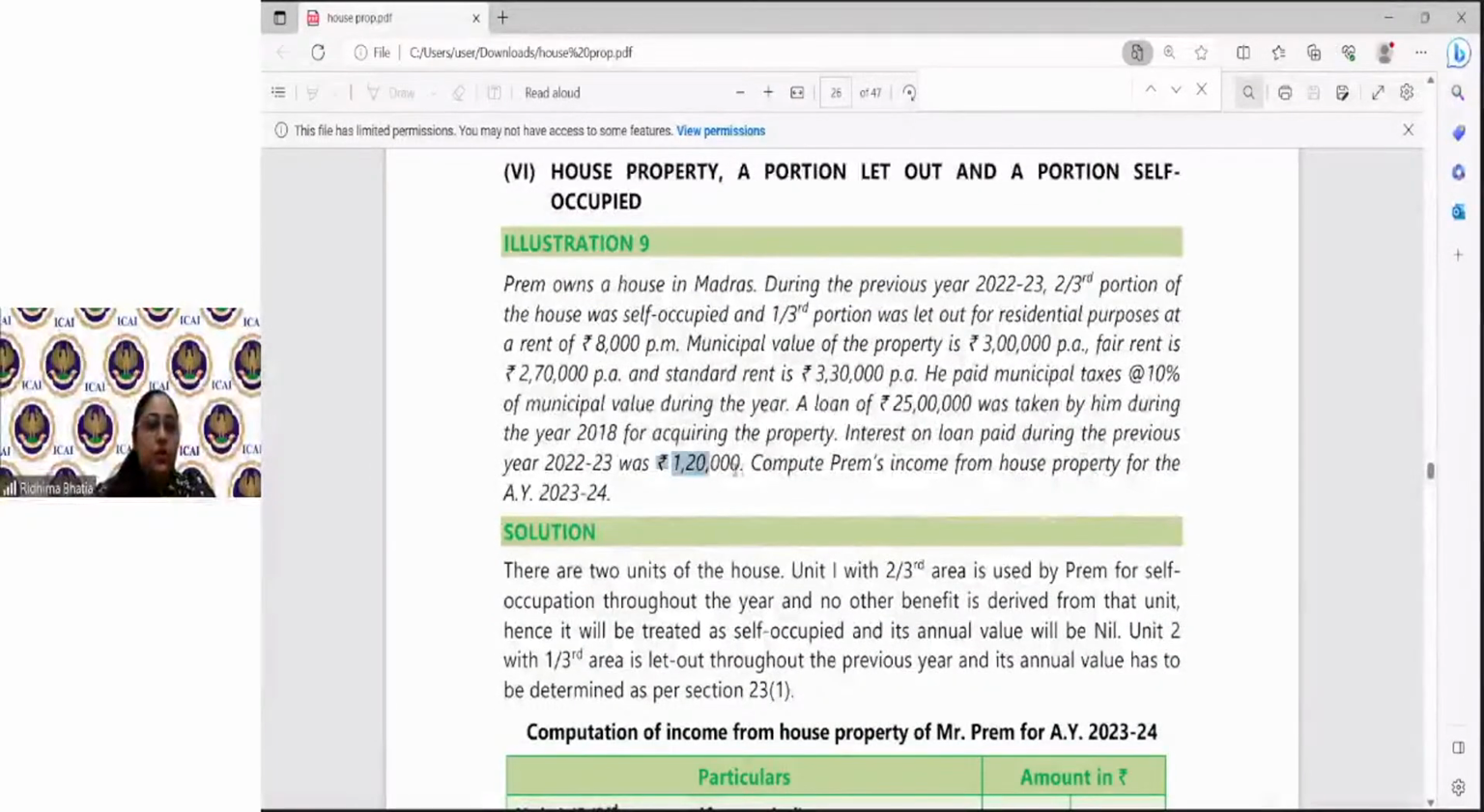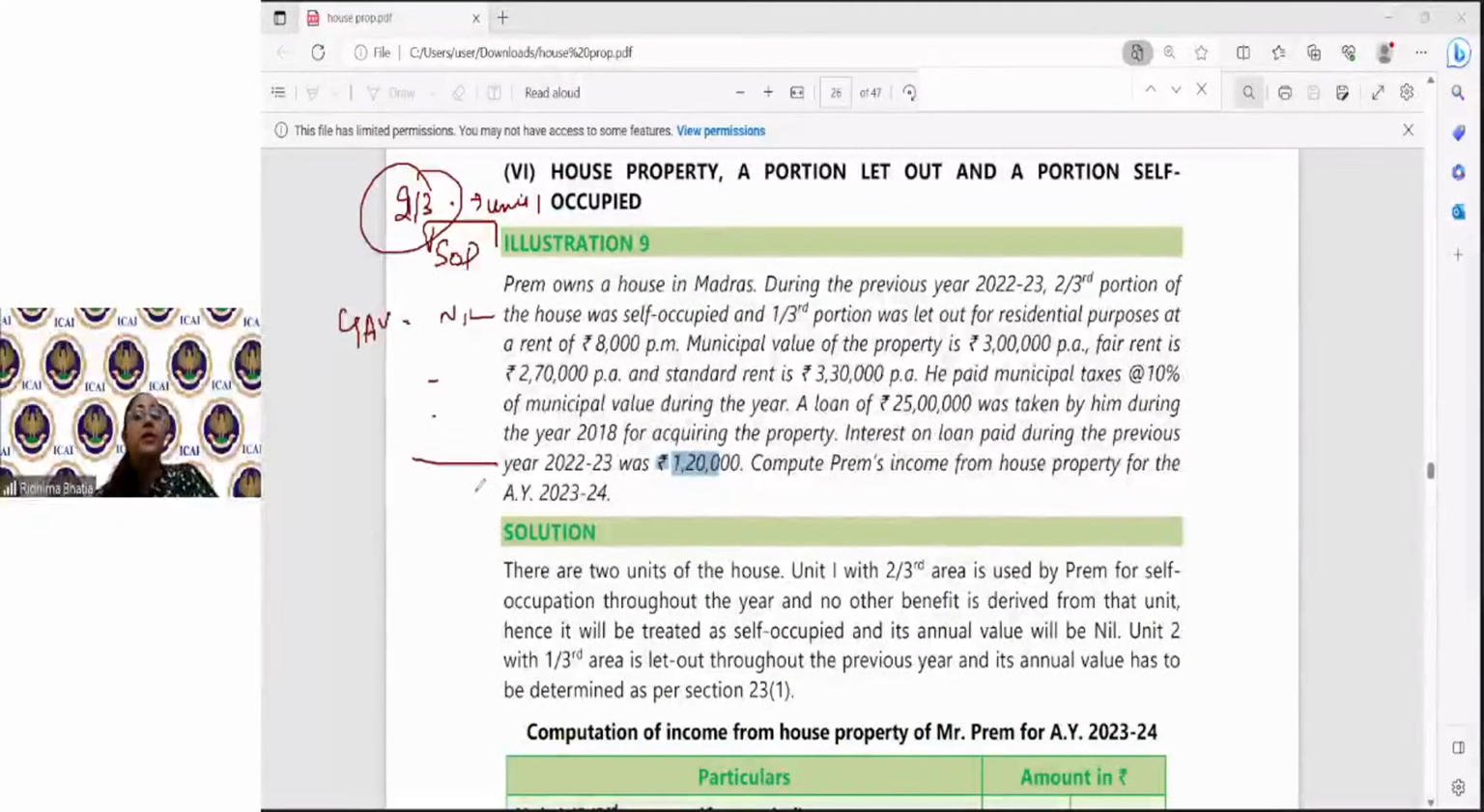What is the total interest? The total interest of the property is 120. So for SOP, what would be allowed? JV is nil. SOP portion, that is 2/3 portion, let's say unit 1. GAV would be nil, everything would be nil, only deduction of 120 would be allowed, but 120 is the interest for the entire property. So 2/3 का क्या हो जाएगा? 80,000. So 80,000 would be my loss from house property.